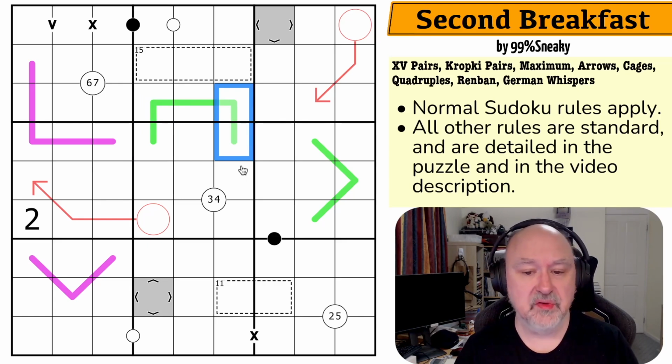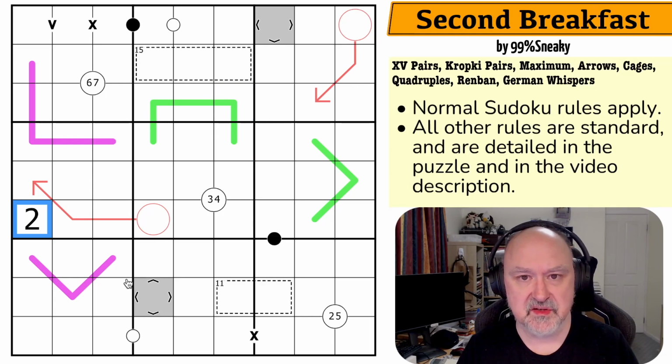You'll notice the only digit that is already placed in the puzzle is a 2. The rest is going to have to be determined by all of the constraints in the grid.